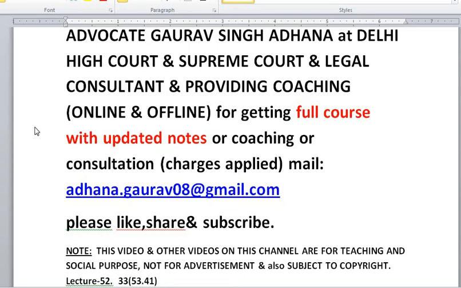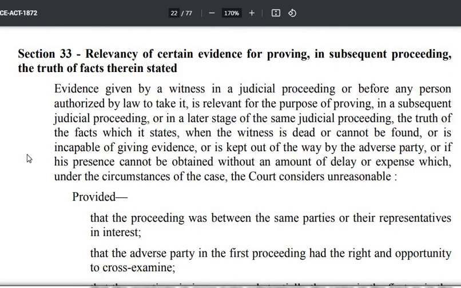This is the 52nd lecture of this series of Indian Evidence Act, and in this lecture we would continue with section 33. So it is saying: evidence given by a witness in a judicial proceeding or before any person authorized by law to take it is relevant for the purpose of proving, in a subsequent judicial proceeding or in a later stage of the same judicial proceeding, the truth of the facts which it states, when the witness is dead or cannot be found, or is incapable of giving evidence, or is kept out of the way by the adverse party, or if his presence cannot be obtained without an amount of delay or expense which under the circumstances of the case the court considers unreasonable.